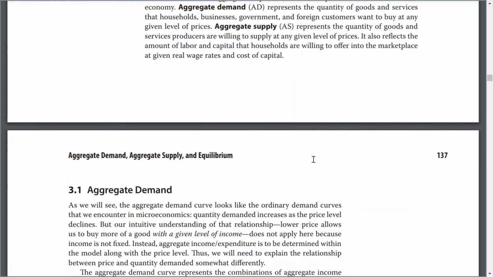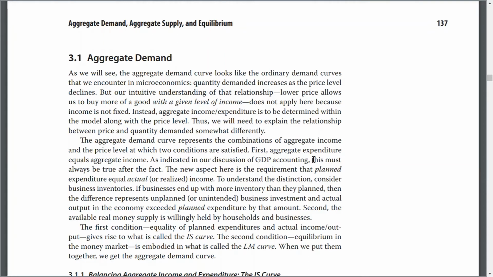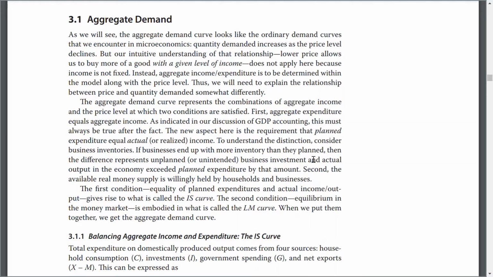3.1 Aggregate demand. As we will see, the aggregate demand curve looks like the ordinary demand curve that we encounter in microeconomics. Quantity demanded increases as price levels decline. But our intuitive understanding of the relationship, that lower prices allow us to buy more of the good with a given level of income, does not apply here because income is not fixed. Instead, aggregate income/expenditure is to be determined within the model along with the price level. Thus, we will need to explain the relationship between price and quantity demanded somewhat differently.